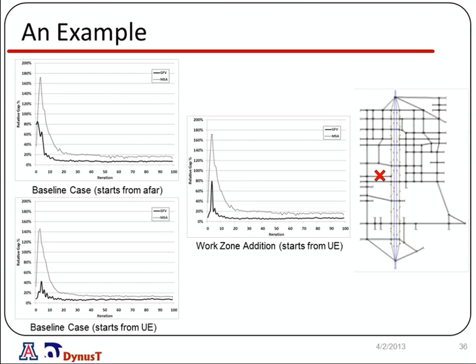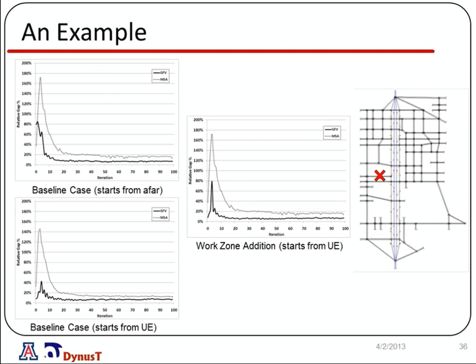Here is an example of a good DTA solution. In this example, I'm comparing two different algorithms. One is a commonly known one called the MSA, method of successive average, and the other is the GFV algorithm, which is also used in Dynasty. We first look at a baseline case, which is depicted by this graph in the upper left corner.